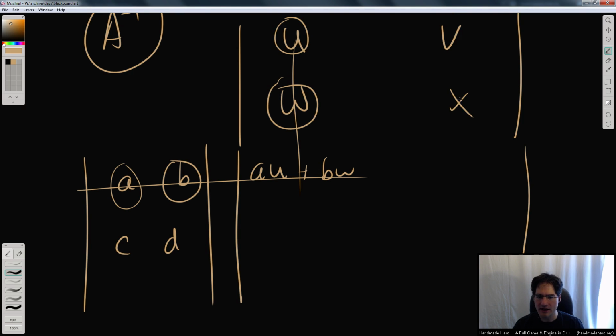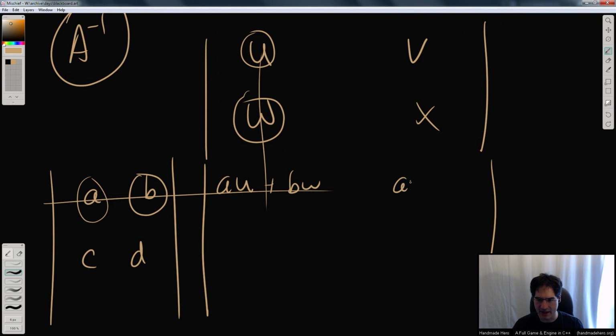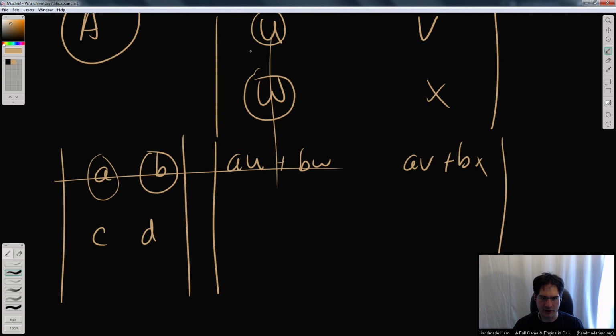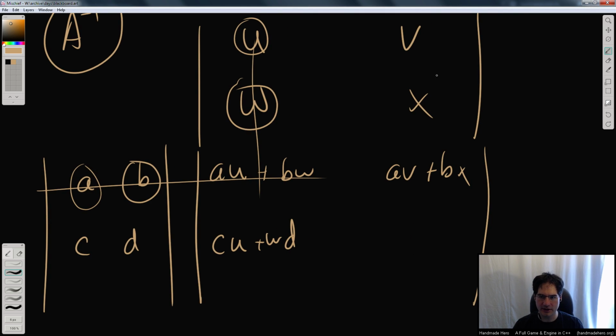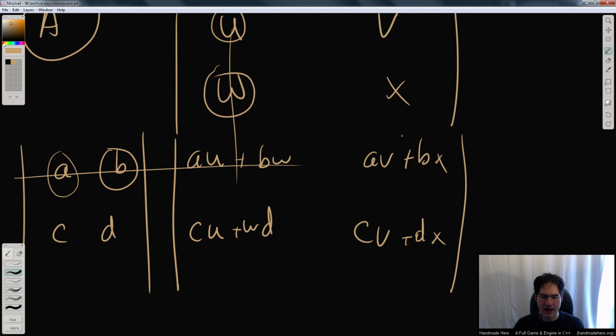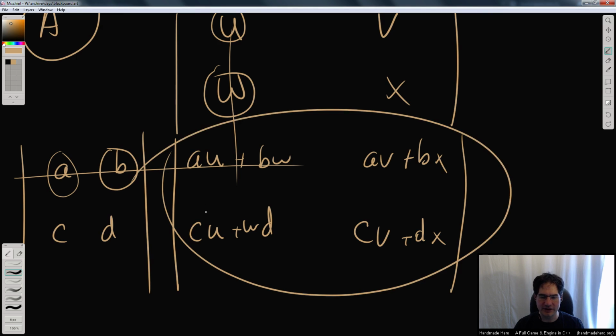You want to do the next one, same exact thing. A and V, X and B, right? Go down to the next row, same thing. UW and CD, no problem. CU plus WD. You want to do the final one here, no problem. CV plus DX, right? And that's how you do matrix multiplication. There's literally nothing to it.